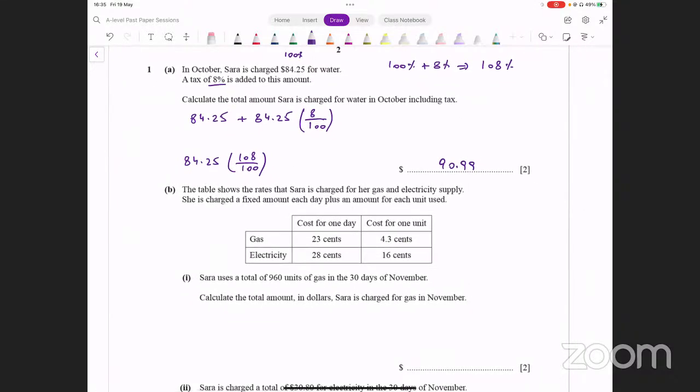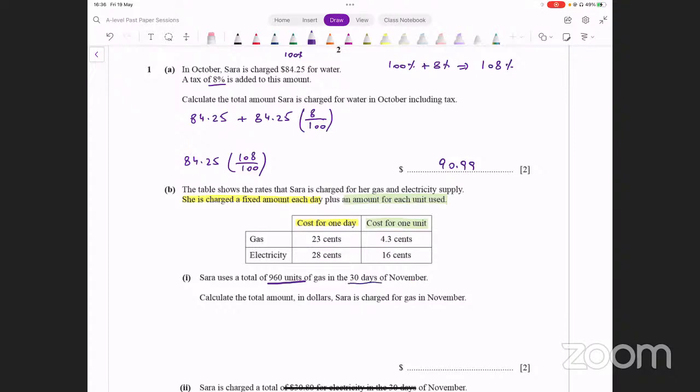Okay, so how is she paying this amount? She's charged a fixed amount each day. Okay, so every day she's charged some fixed amount. You get that here. After that it says she's also charged an amount for each unit used. So for every unit used, some additional amount is charged. Okay, now what do we have to do? We are told that she uses 960 units of gas in 30 days of November. We need to calculate the total bill that she would be getting.